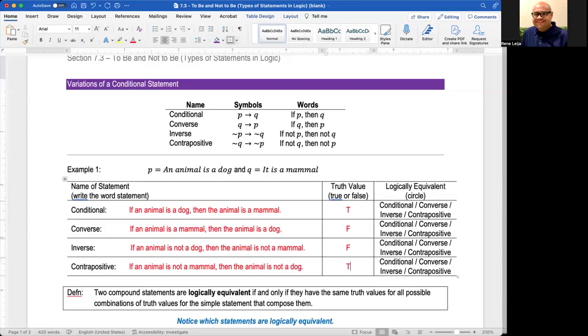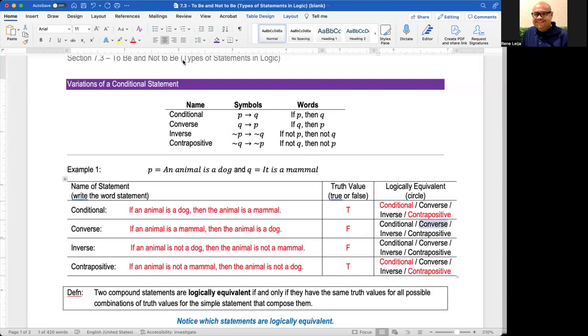Okay. So now they want to know which are logically equivalent. I said to circle, but because I've got this Word document here, I'm just going to highlight. The statements that are true are the conditional and the contrapositive. So I'm just going to do those in bold. And then down here, the conditional and the contrapositive. I'm not sure exactly how I'm going to ask this part of the question. And then the others would be the converse and the inverse.